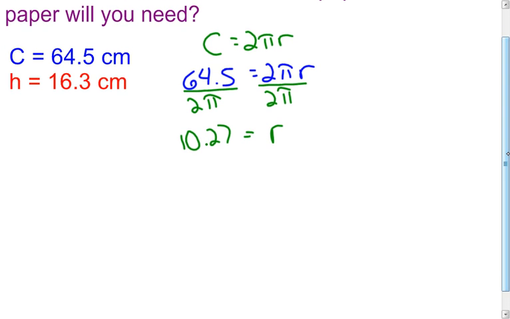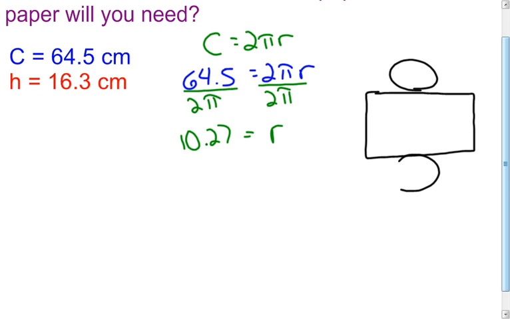All right, now I have that done. Me, being the picture person I am, I'm thinking about my ice cream bucket, and it's going to be the rectangle and the 2 circles that I have to cover with paper. I just figured out that the radius of each of these is 10.27. I already know that the height is 16.3 centimeters, and the circumference is 64.5 centimeters long. The circumference, remember, is the same thing as the length of my rectangle.